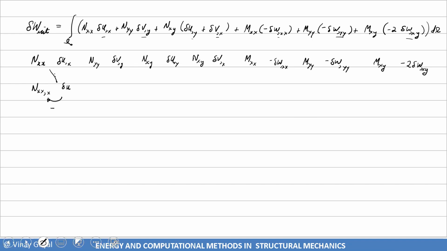I'll call these NX. And hopefully you're following at home with me, because you'll be developing another theory called the Reissner-Mindlin theory, which is analogous to Timoshenko.